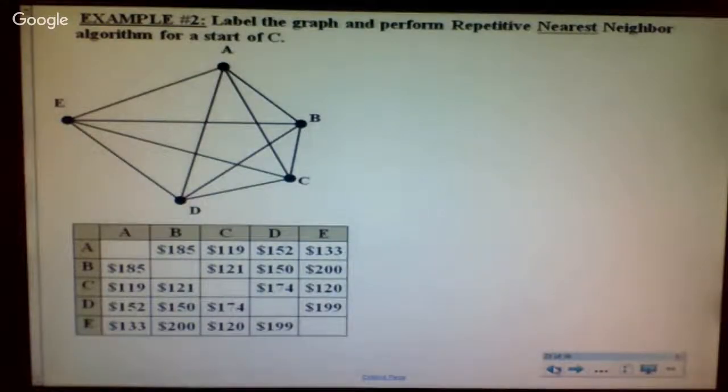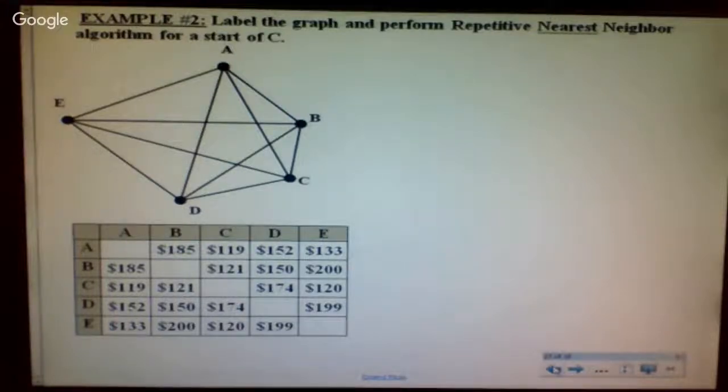Okay, so this one, you can either do from the graph. I gave you the graph. You can put your numbers up there where they belong, or you can do it straight from the chart. Does not matter to me. Y'all want to label the graph, or you want to just use the table? Let's just use the table.